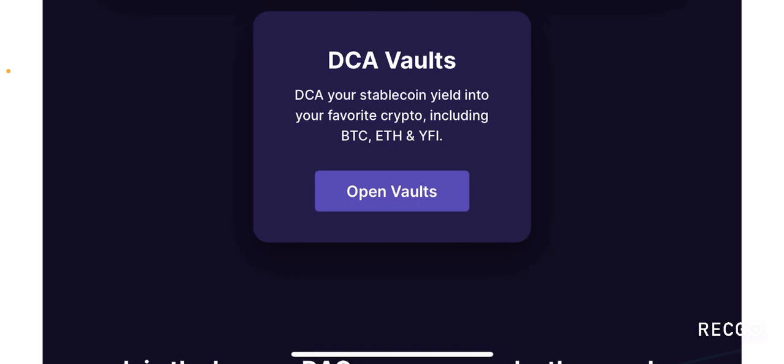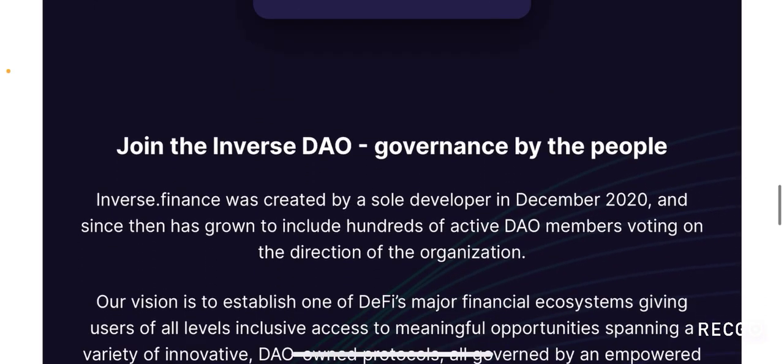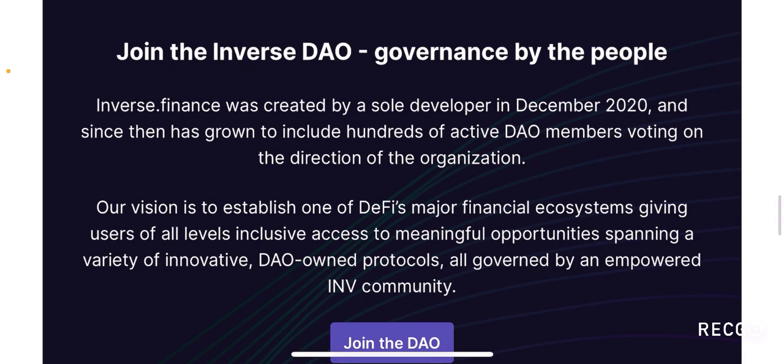So if you want to access this product, you can click on the Open Wallets button here. So join the Inverse DAO, governance by the people. So they do have a decentralized autonomous organization, or a DAO, which means people who have the INV token can basically vote on the governance proposals within the platform itself. So it is fully governed by a decentralized autonomous organization.